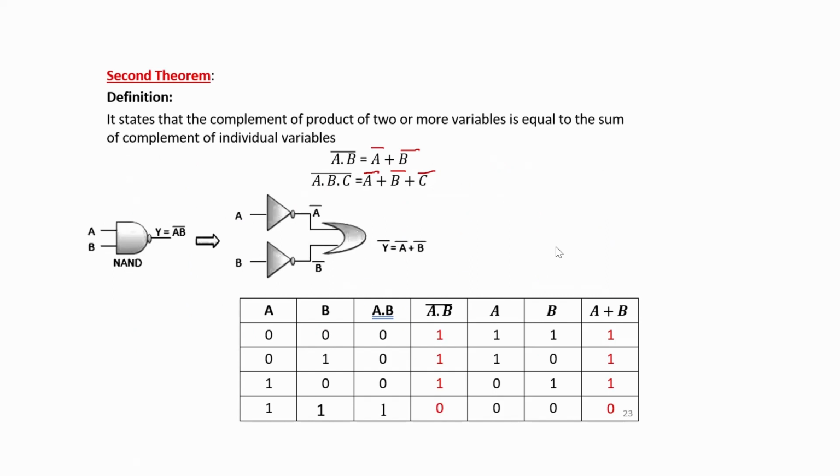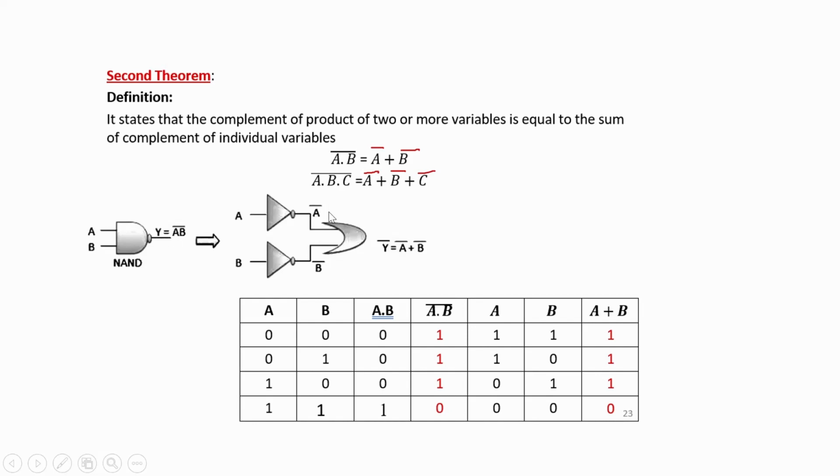The second theorem states that the complement of the product of two or more variables is equal to the sum of complements of the individual variables. Here dot gets replaced by plus. A into B the whole bar is A bar plus B bar. And if it is three variables, then A into B into C the whole bar is A bar plus B bar plus C bar. And dot is replaced by plus here. So the complement of the product of two or more variables is equal to the sum of complements of the individual variables.